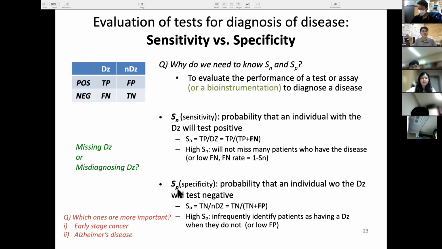Unfortunately, no instrument will provide both the highest sensitivity and the highest specificity. There's a trade-off, which I will discuss next time.